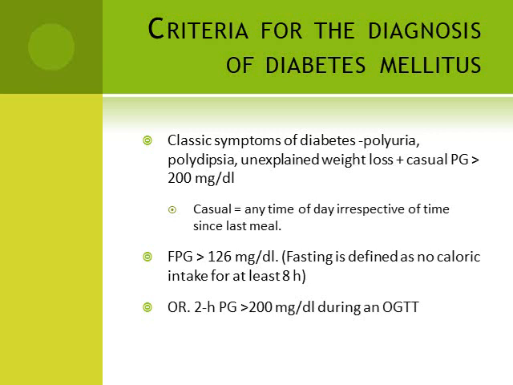Or if the person is subjected to an oral glucose tolerance test, and his 2 hours postprandial glucose is more than 200 milligram per deciliter with typical symptoms, the patient is diagnosed with diabetes.